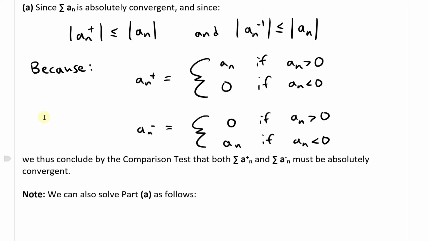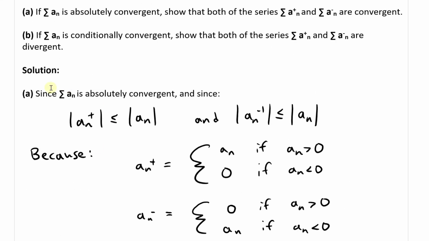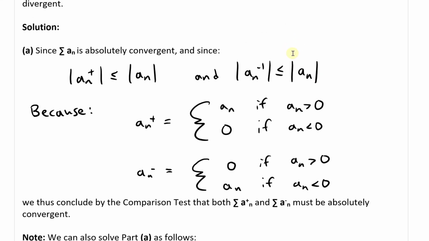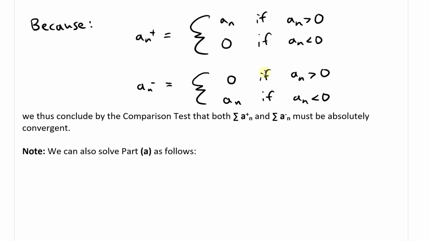So yes, fascinating stuff. We thus conclude by the comparison test that both a_n^+ and a_n^- must be absolutely convergent. In other words, the series of the absolute value of a_n right here is convergent. So this is going to be convergent as well, absolutely, because every term is less than or equal to the terms of a convergent series. The negative terms are less than or equal to the absolute values of a convergent series, which is the absolute value of a_n, and hence a_n as well is convergent because it's absolutely convergent. So hence both are convergent.